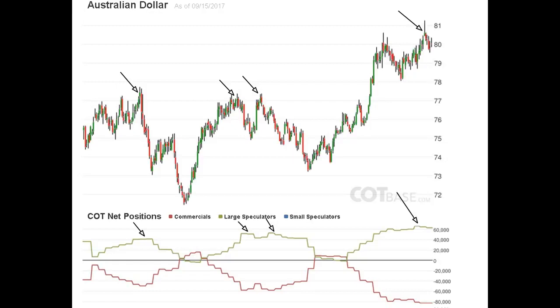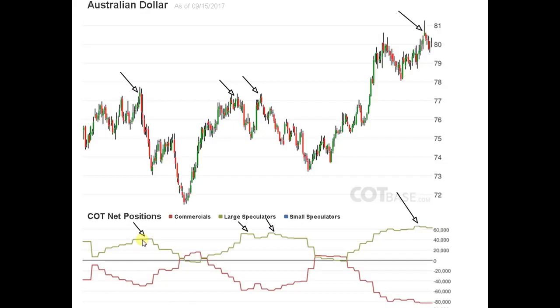The Australian dollar against US dollar chart. I'm just going to look at the COT net traders positions quickly before going to a chart and drawing some levels of entry, stop and target. Now, for new viewers, commercials, smart money hedgers are in red, large speculators are in green. What we're looking for is divergence between the two groups.